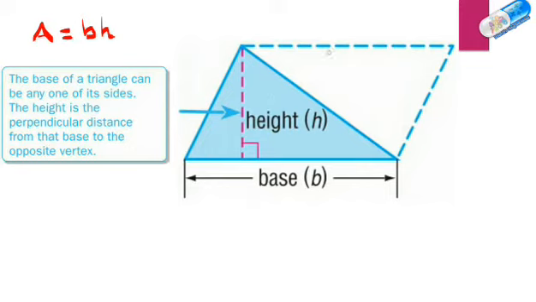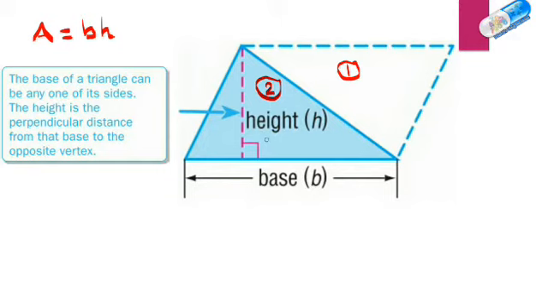Now, look here. If this is a parallelogram and we cut it into two halves like this, by this diagonal, we have two triangles now. Triangle number 1, as you see here, and triangle number 2, as you see here. If you compare triangle number 1 with triangle number 2, you will find that they are congruent. They have the same size, the same shape, and of course the same area.